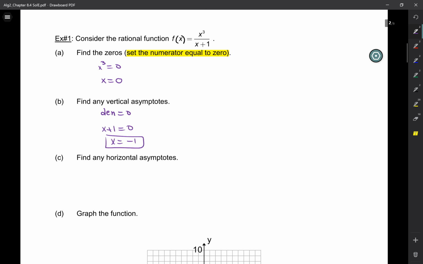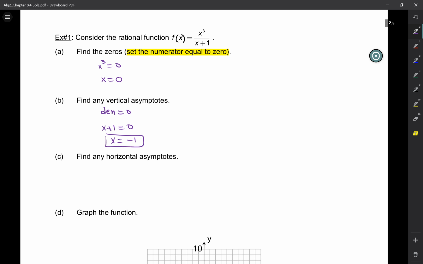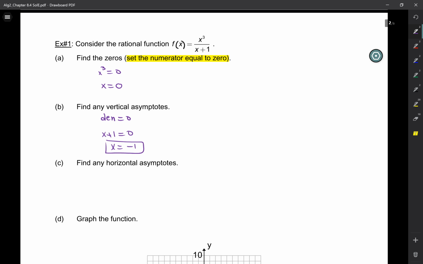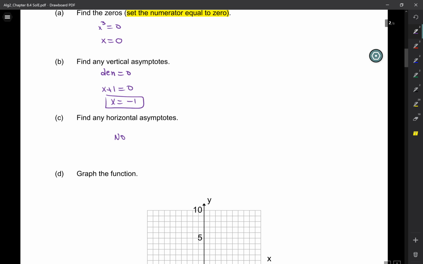Horizontal asymptotes. All right, so for horizontal asymptotes, we have to compare the degree from the numerator with the degree from the denominator. Okay, so what's the degree here in the numerator? 3. And here? 1. And if the degree in the numerator is higher, what does that mean about horizontal asymptotes? No horizontal asymptote. So we just say none because the degree in the numerator is higher. Okay.